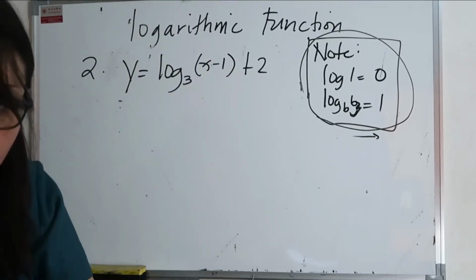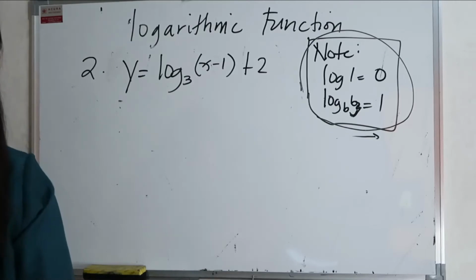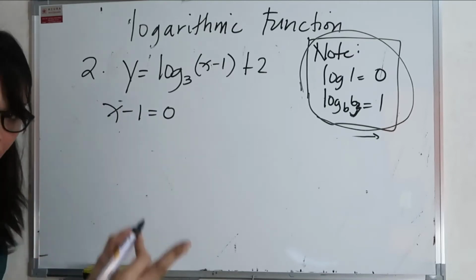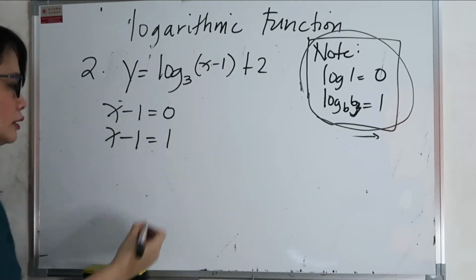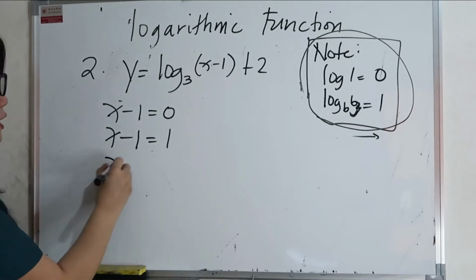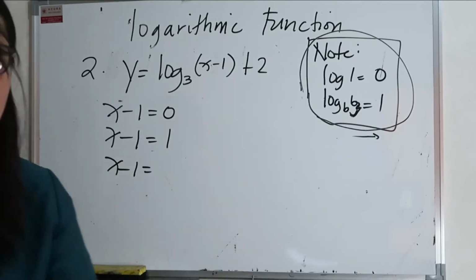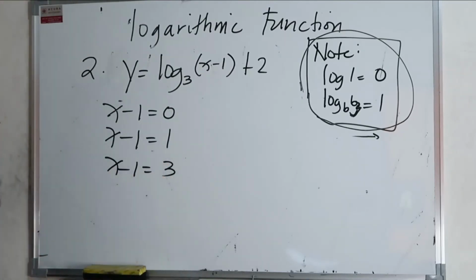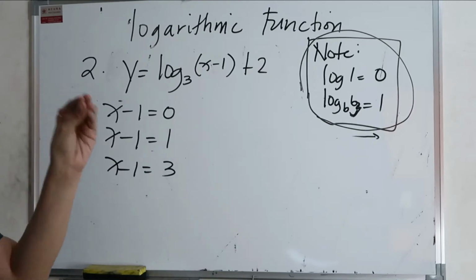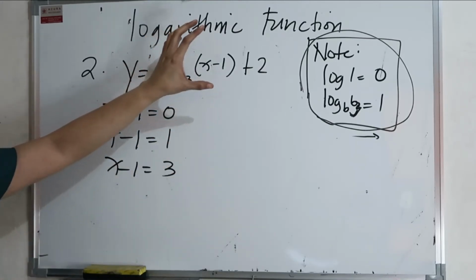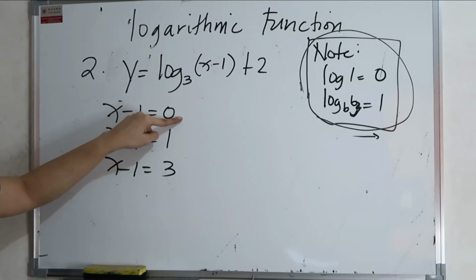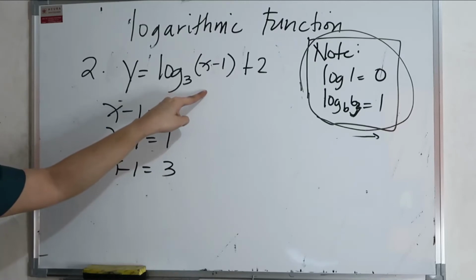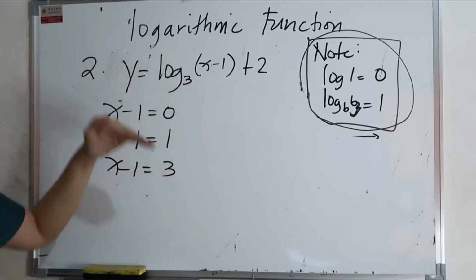First, we need to equate your x minus 1 to 3 numbers. The first one is x minus 1 equals 0. The second is x minus 1 equals 1. And the third will be x minus 1 equals your base. In this example, the base is 3. So try to follow the 3 things in graphing a logarithmic function: you equate your x value to 3 numbers, first 0, second 1, and the third is whatever the base is. So in here, we need to equate it to 3.